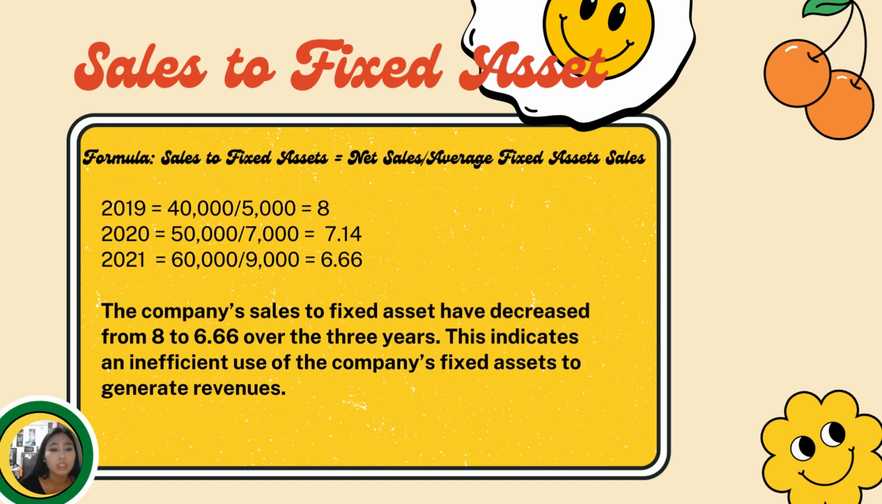So the company's sales to fixed assets have decreased from 8 to 6.66 over the 3 years. This indicates an efficient use of the company's fixed asset to generate revenues.